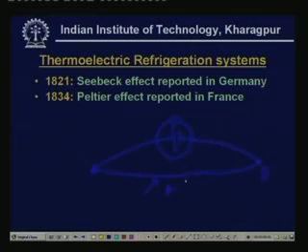When current flows through this, that means when electrons flow through this, you find that one junction becomes cold and the other junction becomes hot. That means by joining two dissimilar metals and allowing current to flow through them, you can produce refrigeration at one end and reject heat at the other end. So this becomes the hot end, and this becomes your cold end. You get the refrigeration effect at this point. This is the principle behind the Peltier effect.